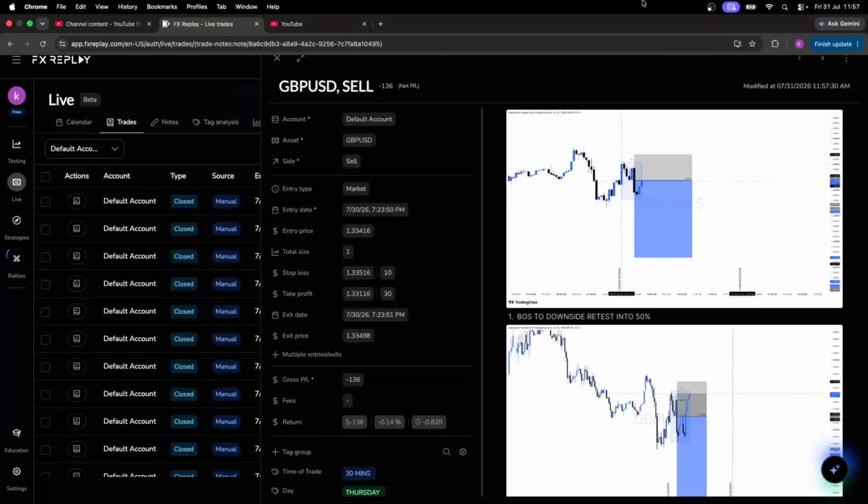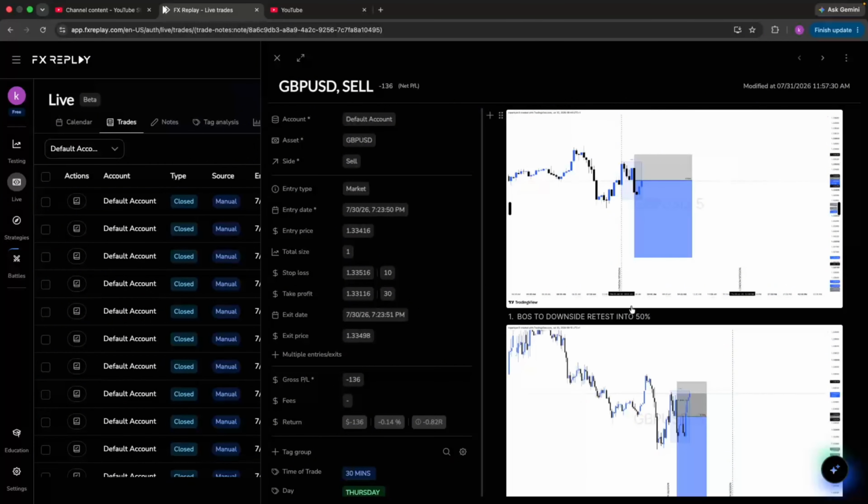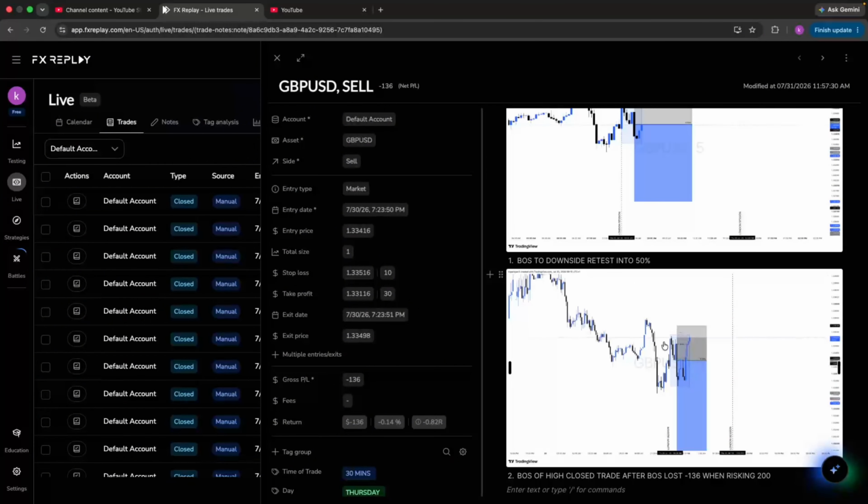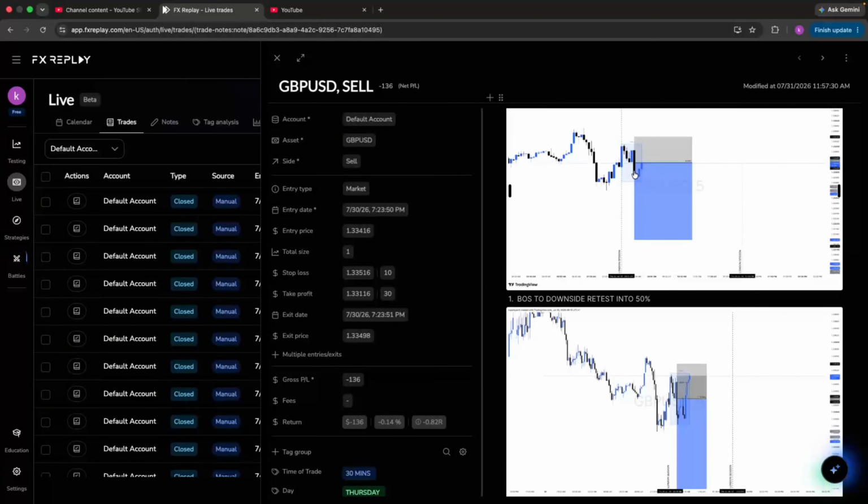The 30th, what's today? For Friday. So yeah, this is the 30th. This is the trade I was talking about. As you can see, entry, break structure, retest, entered, closed out there.